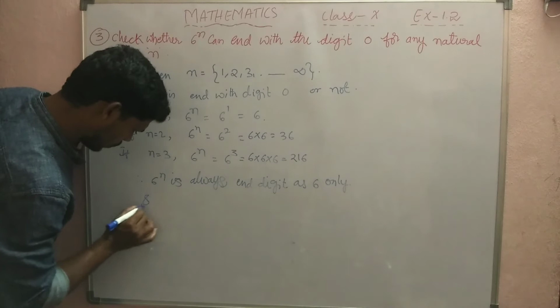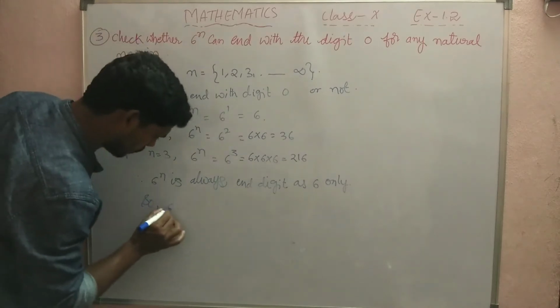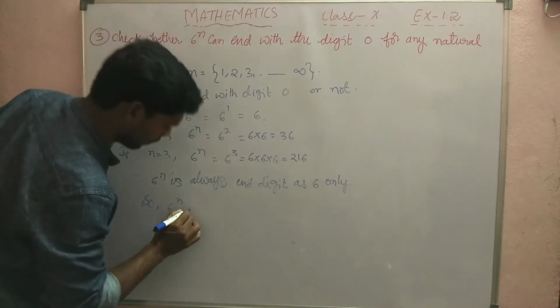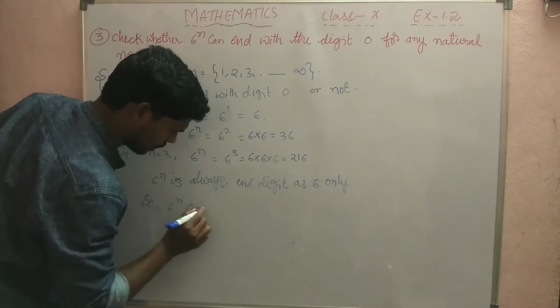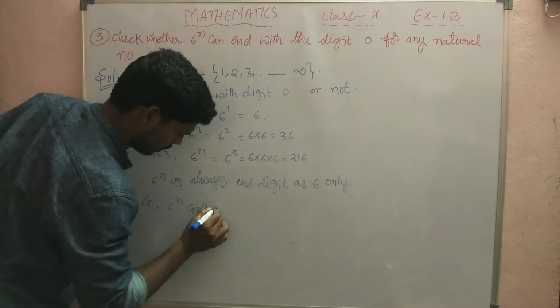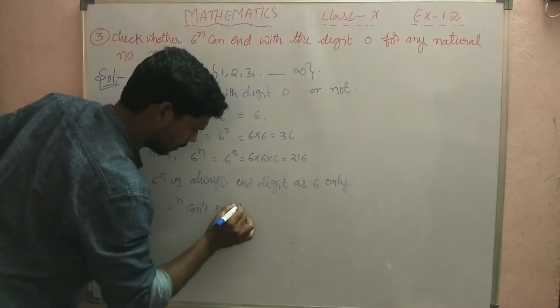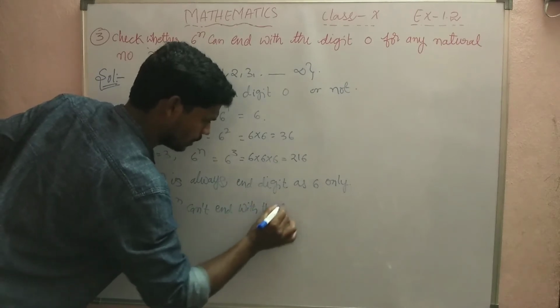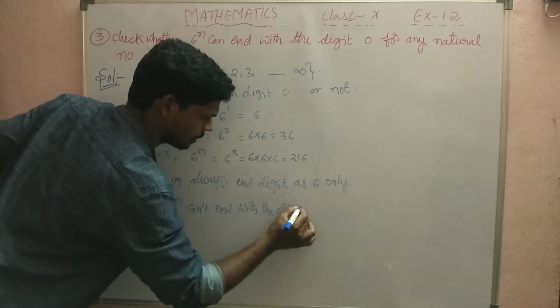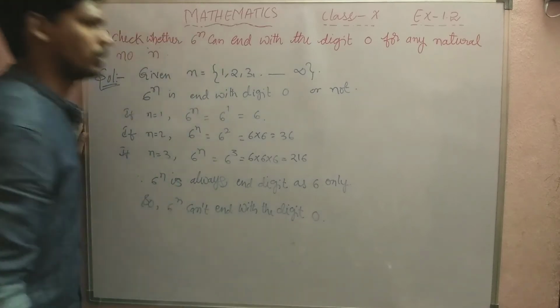So 6 power n cannot end with the digit 0. This is the answer.